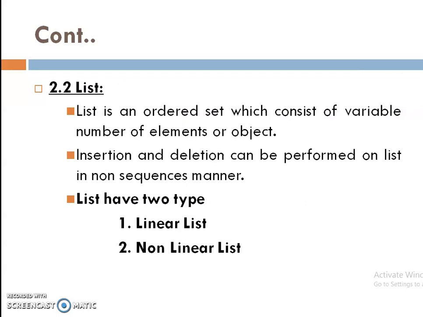Now second, list. A list is an ordered set which consists of a variable number of elements or objects. Insertion and deletion can be performed on a list in a non-sequential manner. Lists have two types. First, linear list and second, non-linear list.